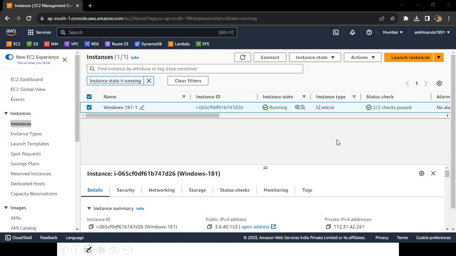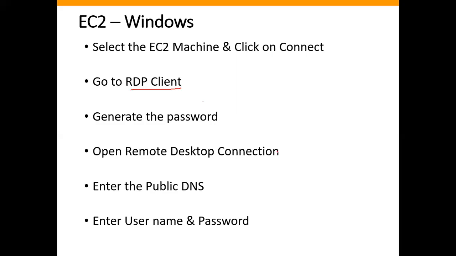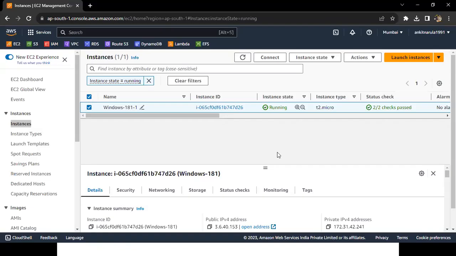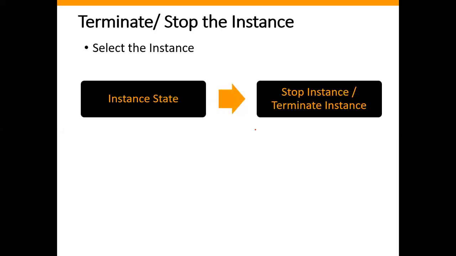Now I have created this particular EC2 machine, but I have no further use for it. One option is to stop this EC2 machine and start it again whenever I require. Stop means shutdown. But I don't want to stop this machine; I want it to be completely deleted from my AWS console. Delete means we are going to terminate this particular EC2 machine.